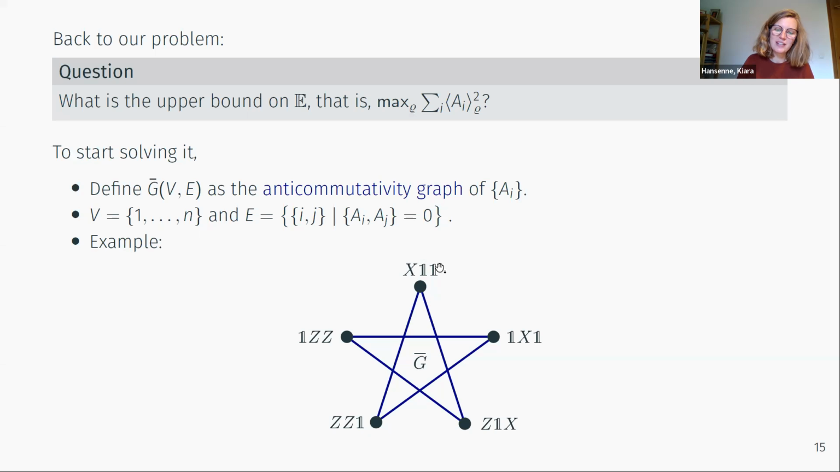So that's why it's called the anti-commutativity graph. For instance, if you take this observable here, this is a short notation for Pauli operator X tensor identity. I just wrote it like this so that it's a bit more compact. And then with this one, for instance, Z tensor identity tensor X, well, they anti-commute because X and Z anti-commute, and all the rest commute. Then you just draw an edge between them, and the same for those ones and so on. And then you end up with the anti-commutativity graph of the set of observables.